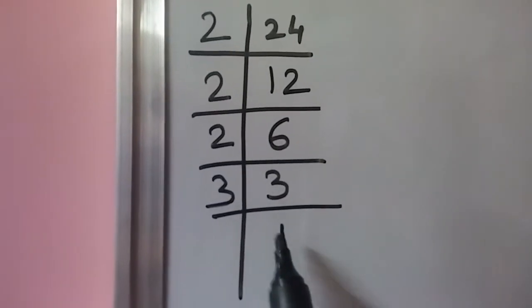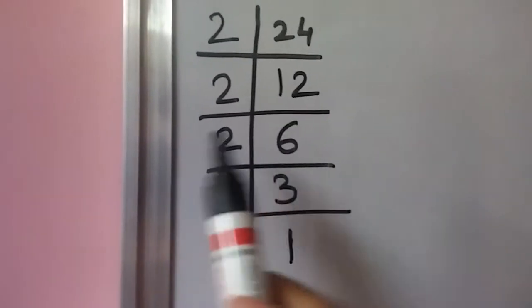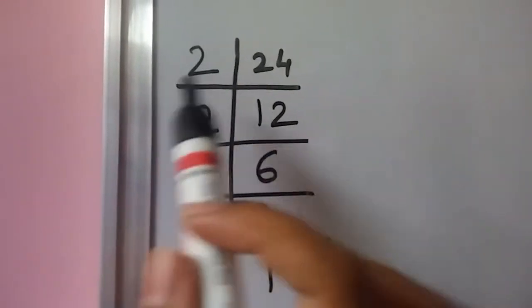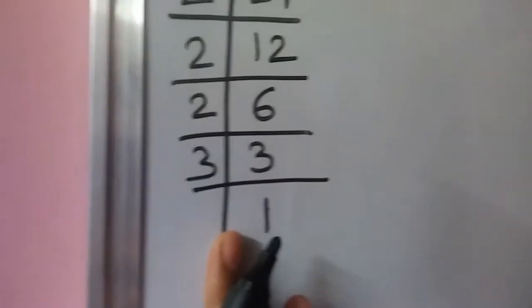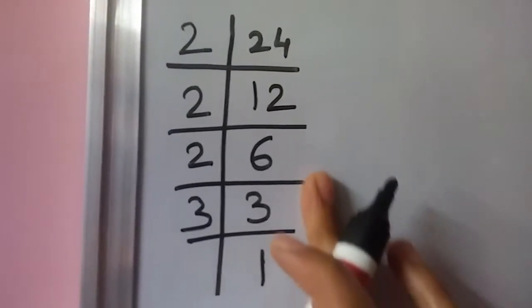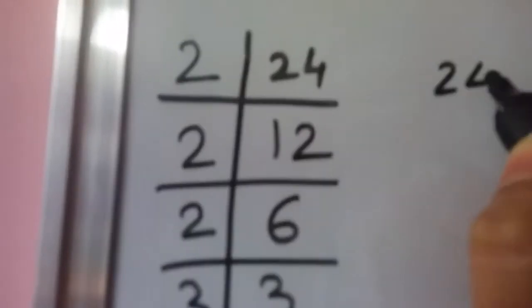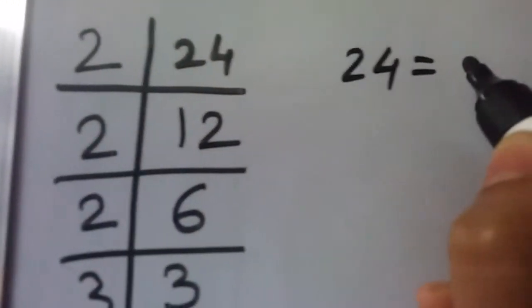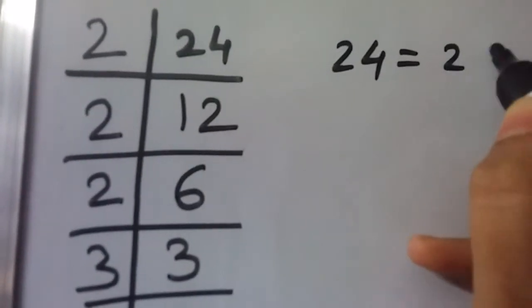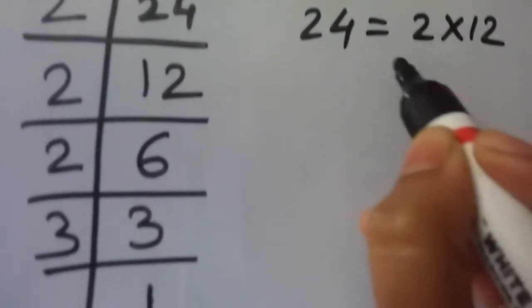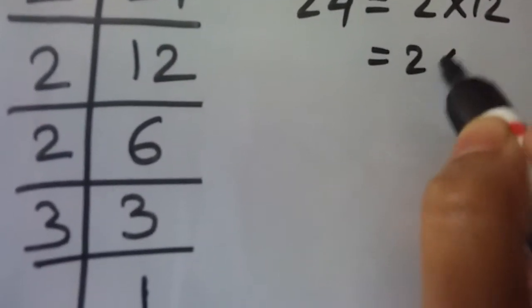Now check your answer. 1 multiplied by 3 is 3, 3 times 2 is 6, 6 times 2 is 12, 12 times 2 is 24. This is the vertical arrangement, and now see the horizontal arrangement. 24, how to factorize this 24? 2 multiplied by 12. This 2 stays as it is.